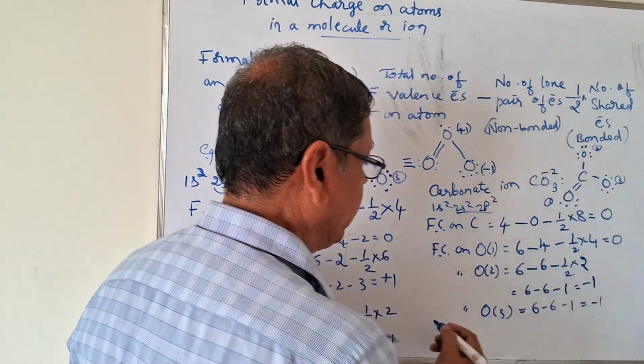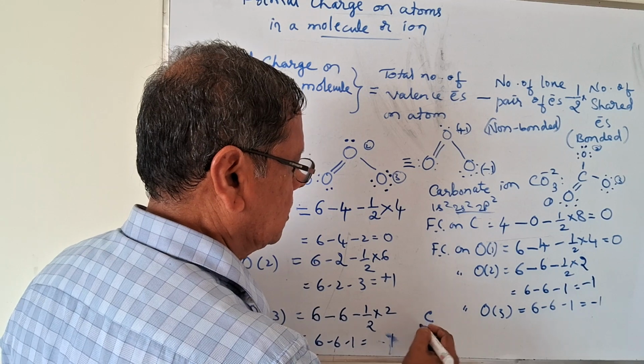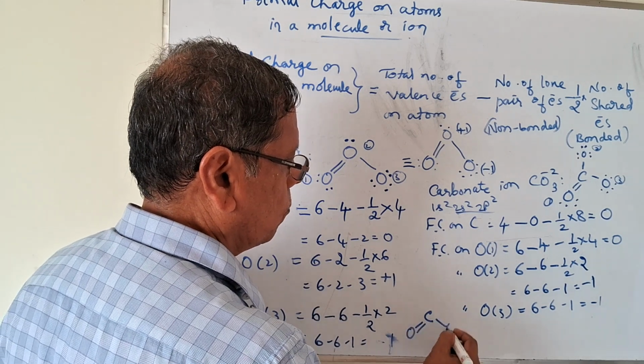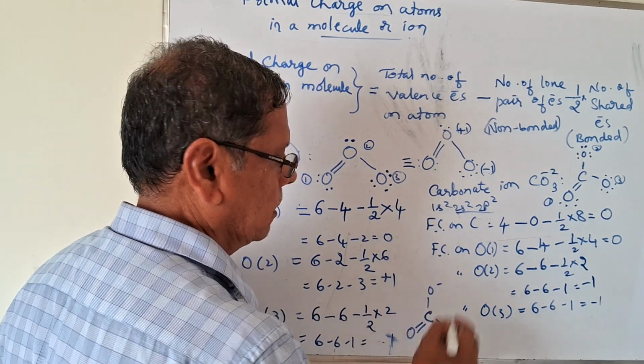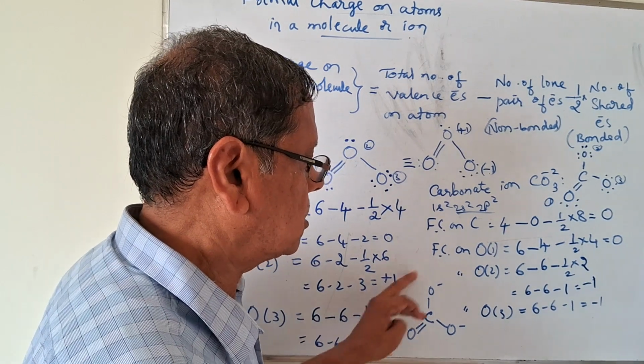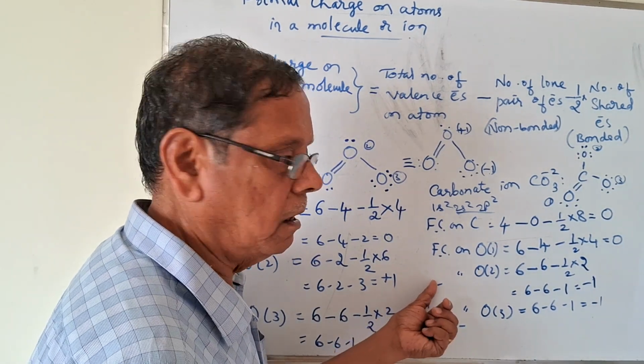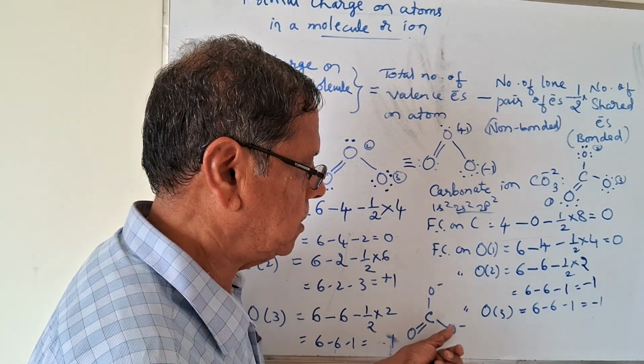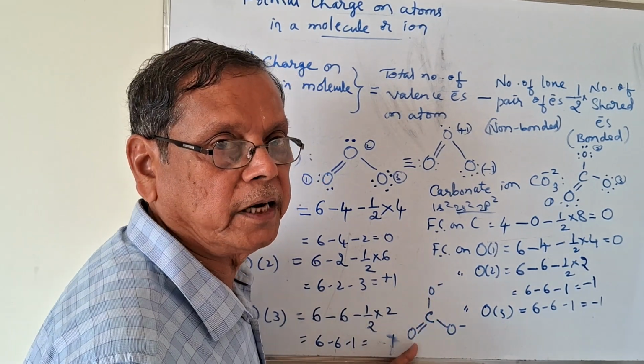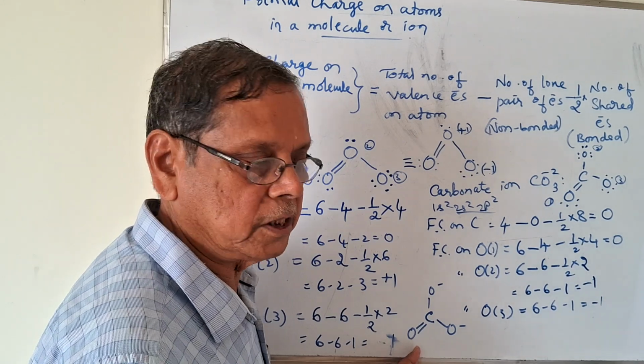That's why we can rewrite the structural formula as C double bond O, O minus, O minus. But these structures can undergo resonance. That is, negative charge may come here, or double bond may go to this place, or double bond may go to this place, and negative charge may come to this place.